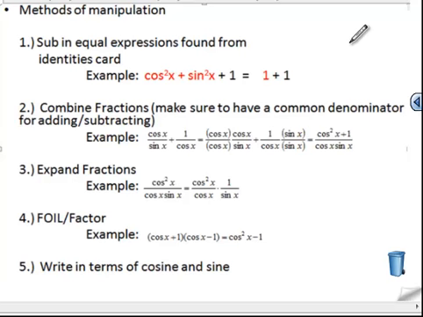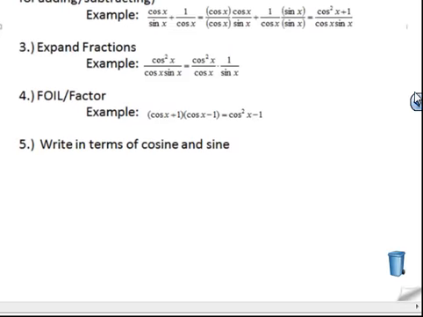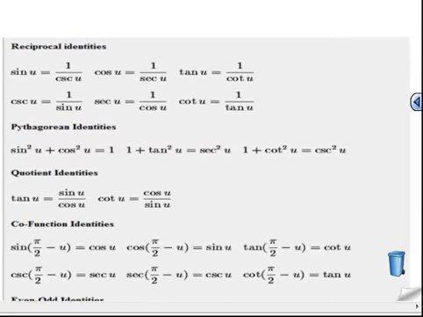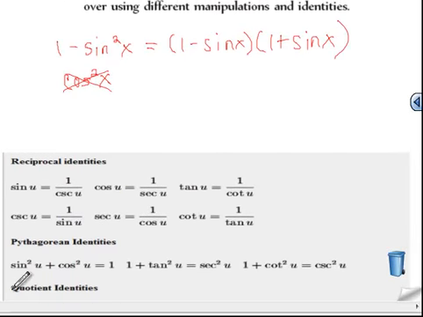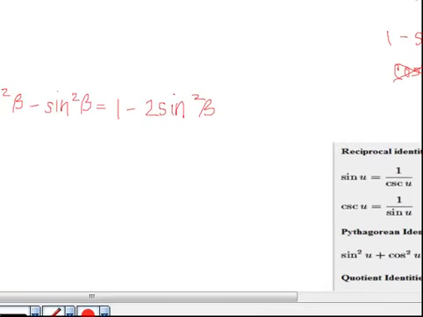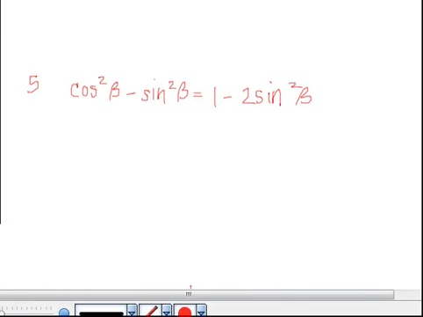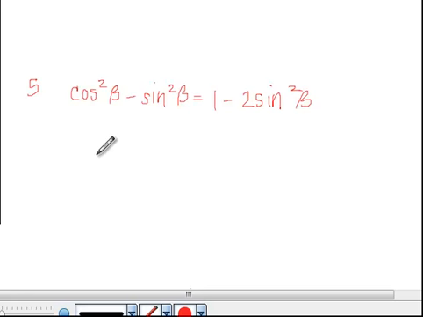Alright, so this section, like I said, is kind of easy. Or not easy, but I mean, it's a lot of what we've seen before. So we're going to start working through examples. Alright, so I'm going to start with number 5.